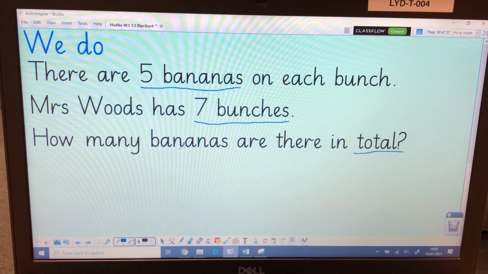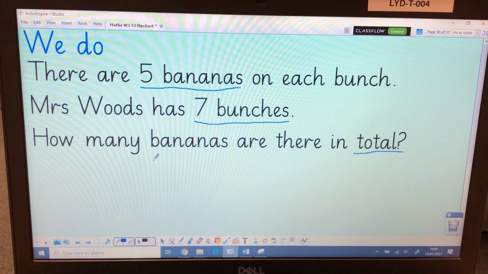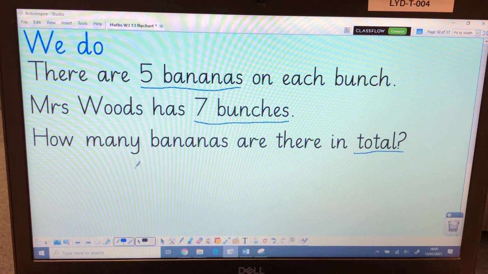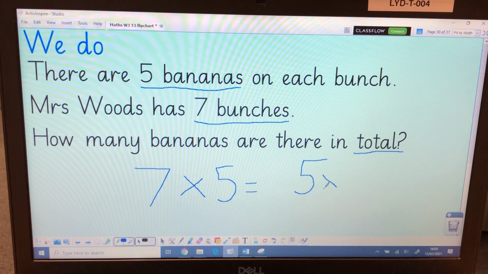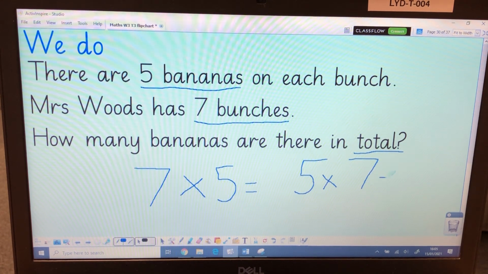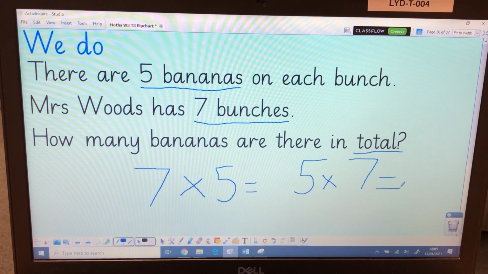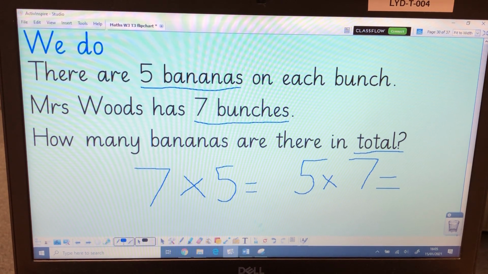So my number sentence for this word problem is going to be a times, because I need to know how many bananas there are all together. We have 5 bananas on each bunch, and we've got 7 bunches. So I know there are 7 groups of bananas, and we know there are 5 in each. So my number sentence would be 7 times 5. Or if you've written 5 times 7, then you're correct as well, because they will give us the same answer. Now, should we work out that answer to see what it is?